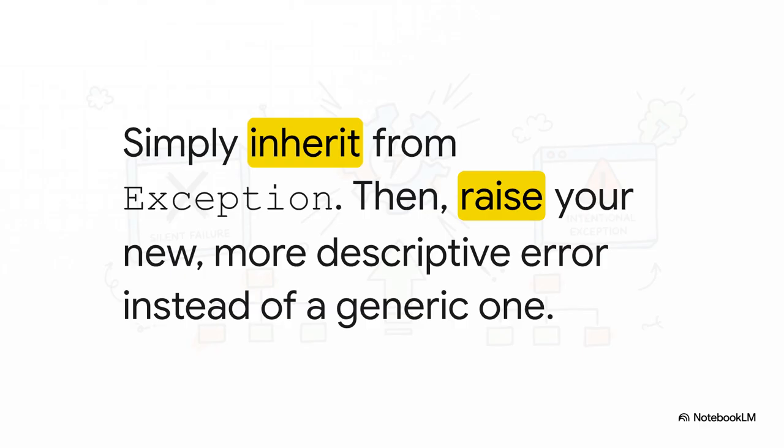Seriously, first we just define a new class, InvalidEmailError, and we make sure it inherits from Exception. We just put pass in the body because for now, we don't need it to do anything special. We just need it to exist. Then in our validation function, if we find an email without an @ sign, we don't raise a generic error. We raise our brand new super descriptive InvalidEmailError. Anyone reading that code will know exactly what went wrong.